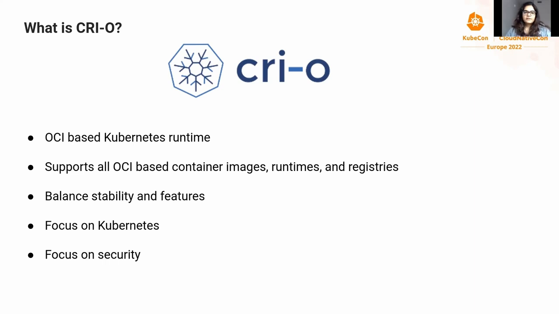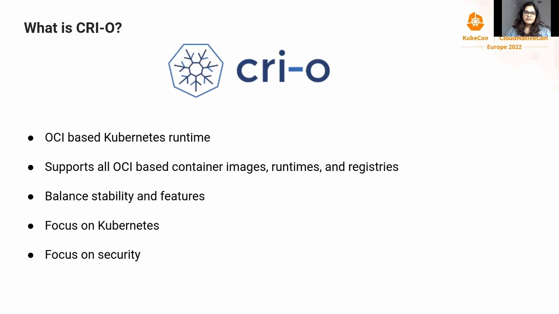CRI-O is built on top of various building blocks, focusing on different aspects, such as storage, image, and networking. With this structure, CRI-O is able to pick and choose features from the building blocks, while these projects can evolve at their own rate. This ensures that we maintain stability while enhancing CRI-O with new features at the same time.